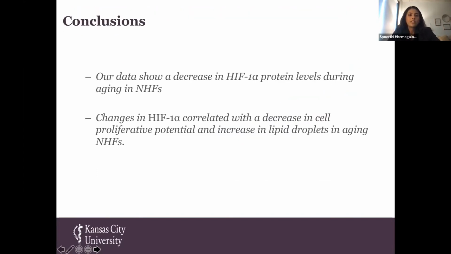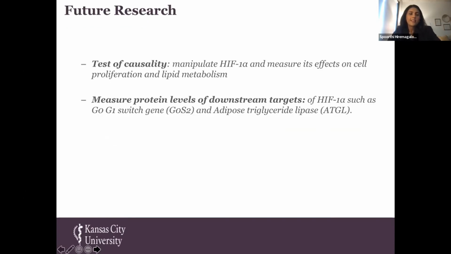So in conclusion, our data shows a decrease in HEF1 alpha protein levels during aging in NHF cell lines. And these changes in HEF1 alpha were correlated with a decrease in cell proliferative potential and an increase in lipid droplets in aging NHFs as well. For the future, we would like to test the causality by manipulating HEF1 and then measuring its effects on cell proliferation and lipid metabolism. We would also like to measure protein levels of downstream targets of HEF1 alpha, such as G0/G1 switch gene and ATGL.